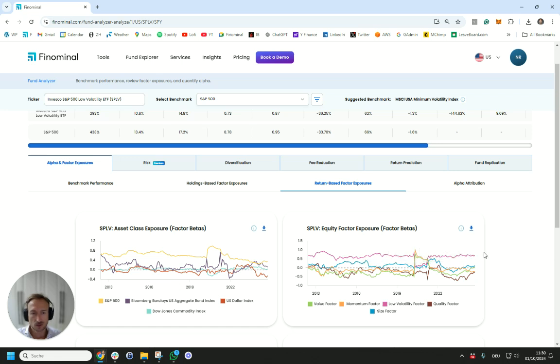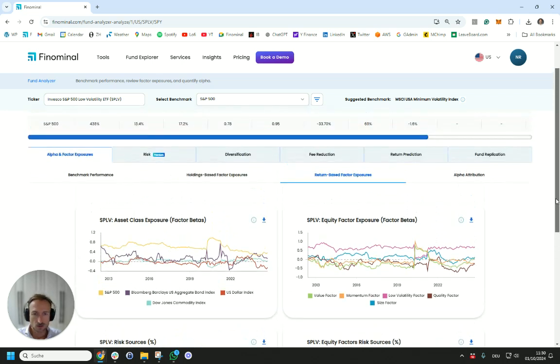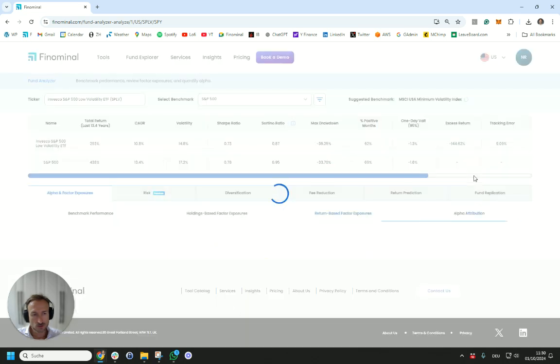You also see the consequence, which might be an unintended consequence, that low vol stocks tend to be more expensive because the beta to the value factor is negative. Same thing for quality and so on. You can also see that from a returns perspective, either on asset class level or on equity factor level. Now, you could question, has this fund generated any alpha?